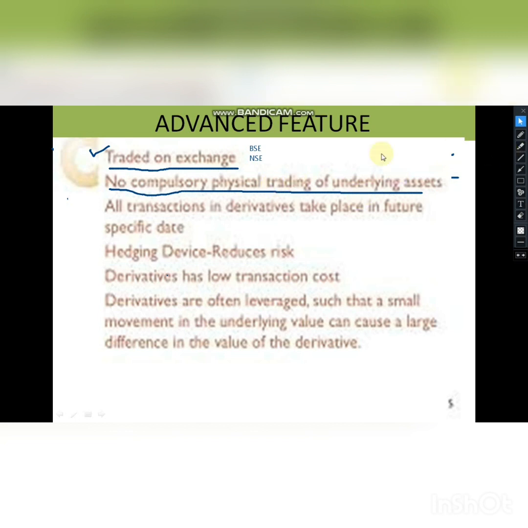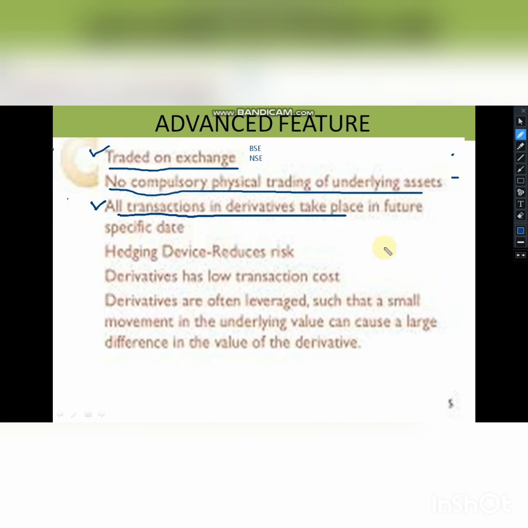Okay, so come on to the next point we have here. No transaction in derivative takes place in future. There is no need of transactions. There is no need of physical delivery, and yes, there is no need of transactions at all.